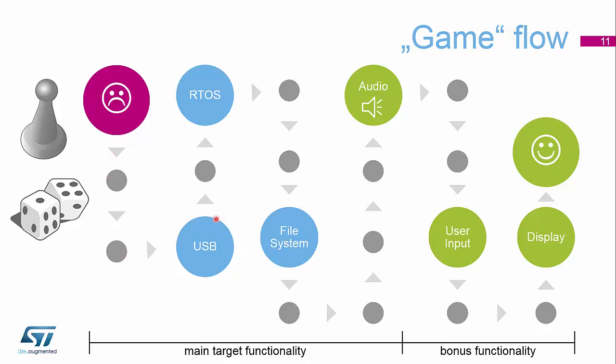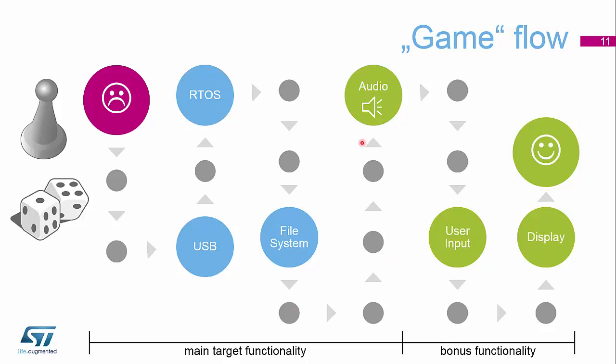Step one will be generating the USB mass storage functionality so we can load the audio file into the STM32 quad SPI flash. Then we will add the operating system so that we can then add all subsequent tasks as extra modules to the operating system, so we can do modular development. Then we'll add the file system because the application will need to open and close the file, so we need to have a file system structure inside there.